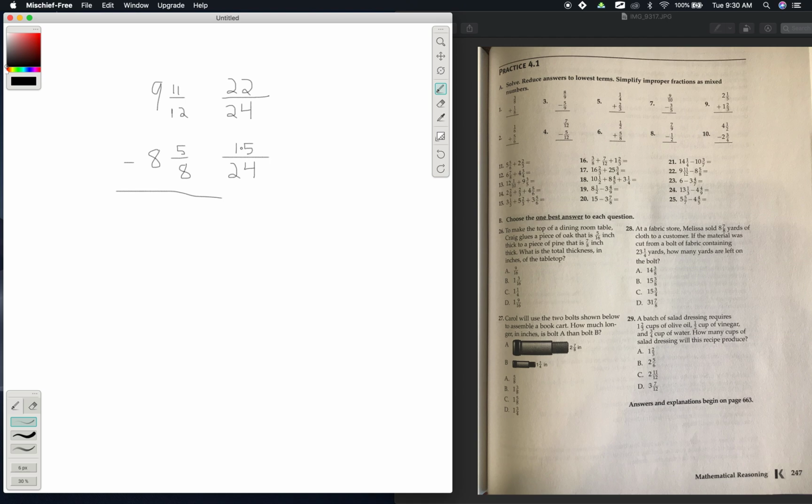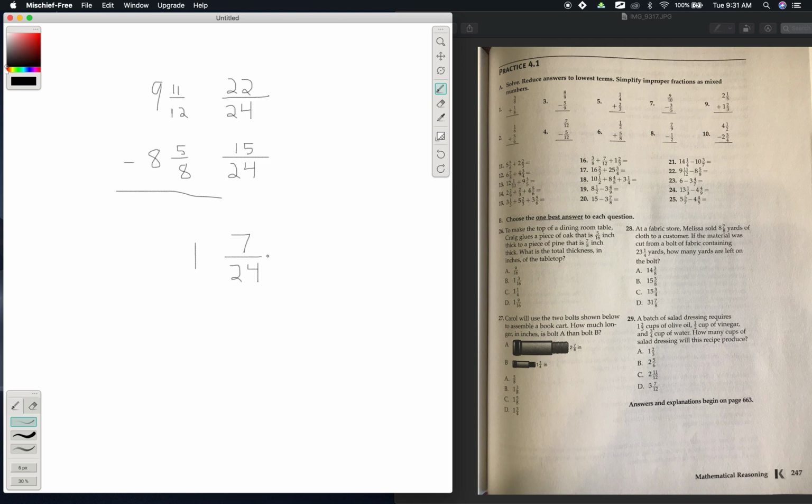And 3 times 5 is 15. Okay, so now we have a doable problem. So 22 minus 15 is 7. And we always bring down the denominator. 9 minus 8 is 1.